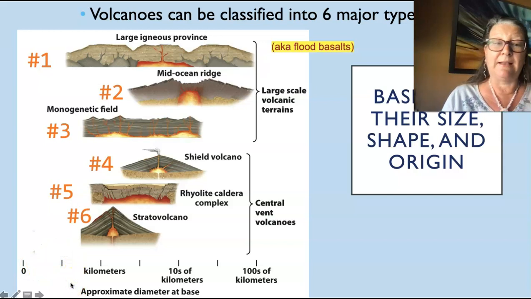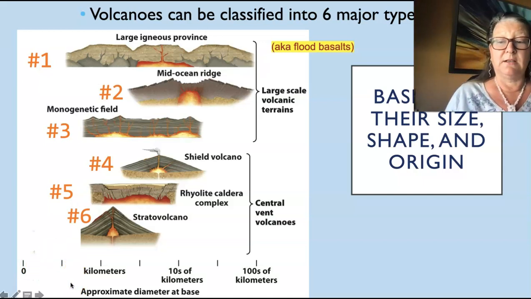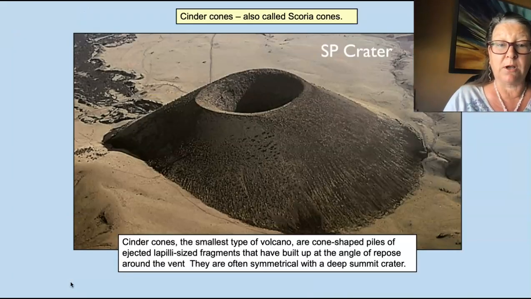Now, I didn't want to add that in because I didn't want to confuse things. I think 6 major types is enough. But I want to make sure that you are aware that cinder cones are out there. Here's one that's in the San Francisco volcanic field I just showed you. This is called the SP crater.